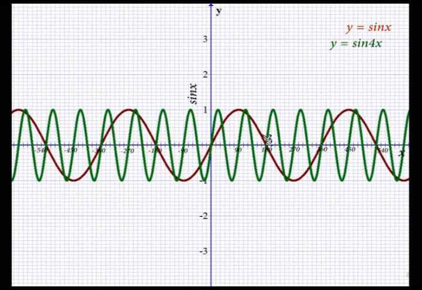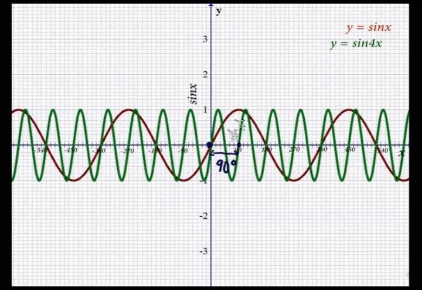One period of sine x is 360 degrees. 360 divided by 4 equals 90. And so we see one complete period in just 90 degrees. In between these points, there are 15, 30, 45, 60, 75, and 90 degrees. So the rule is confirmed.